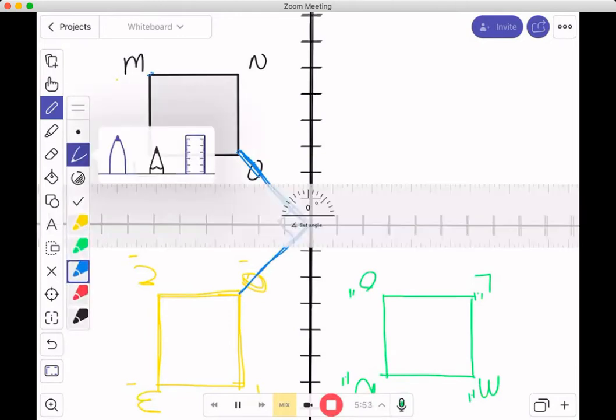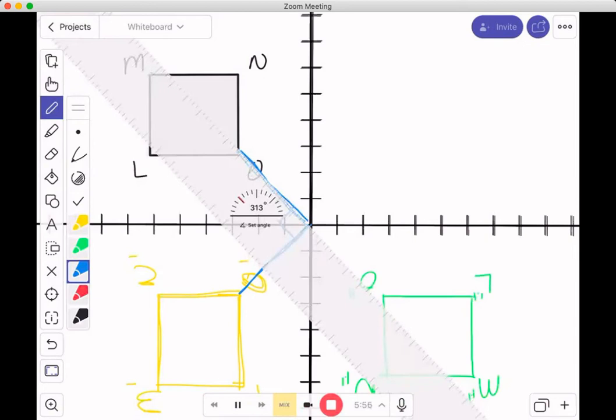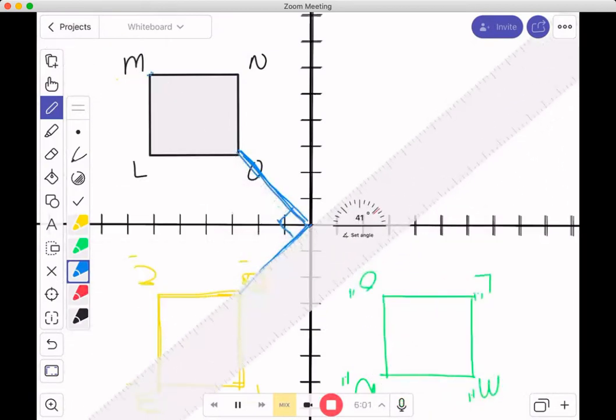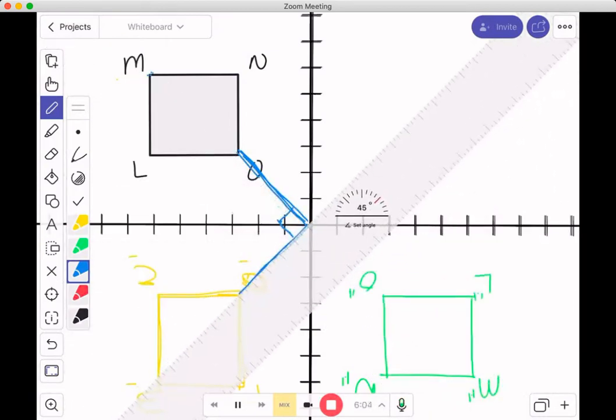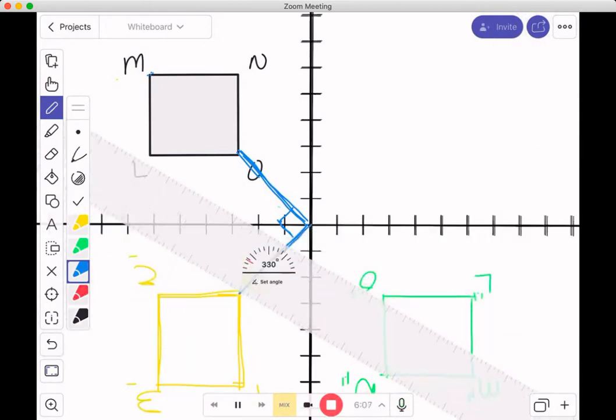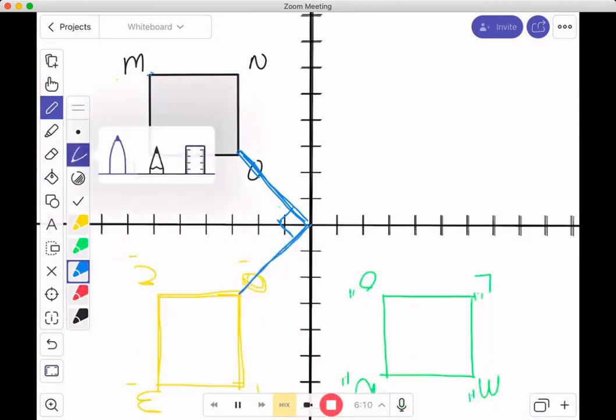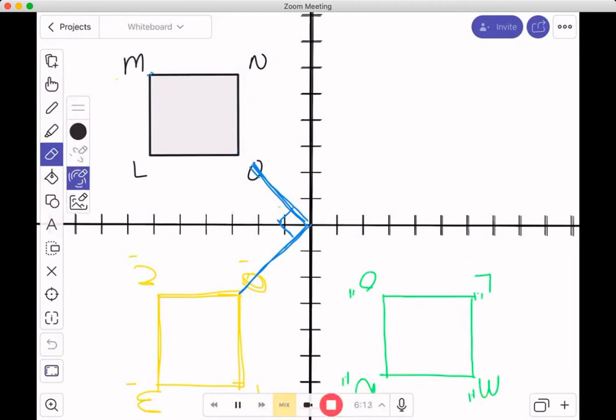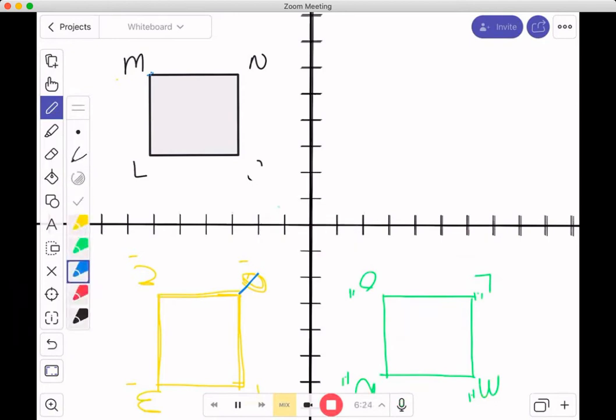If I measure with my ruler, my line from O to the origin is 1, 2, 3, 4, 5 units. Same thing here, 1, 2, 3, 4, 5. It's 5 units, it's the same distance. I can do the same thing for L if I wanted to check that, just by connecting it to the origin. And let's say that I want to check my 180-degree rotation this time.